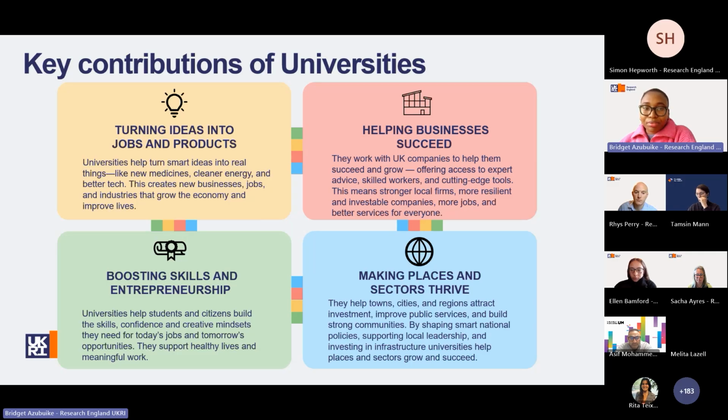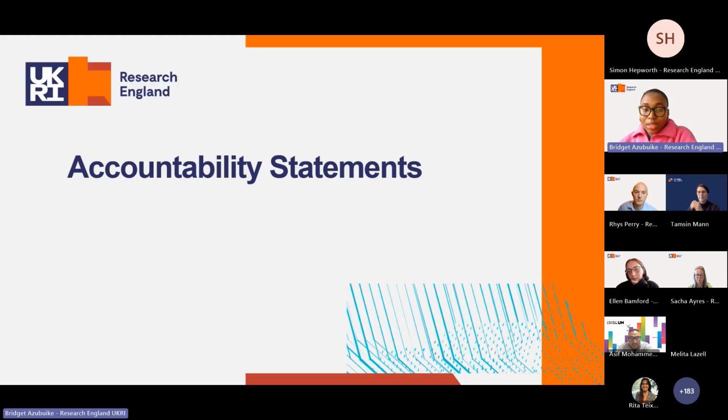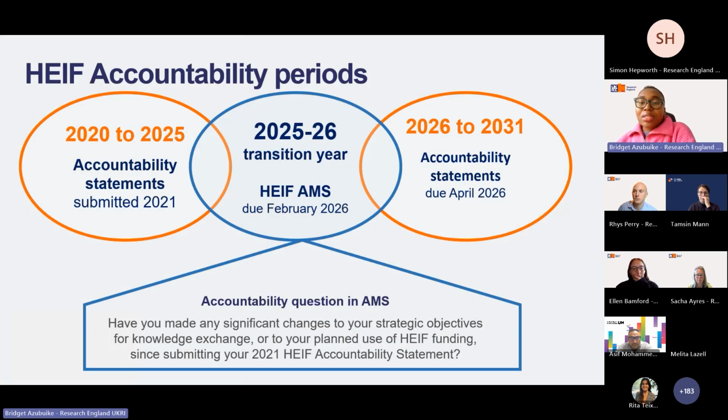So turning to the accountability statements, the current year, 25-26, is a transition year between two full accountability statement periods. So this year, the HEIF AMS, the annual monitoring statements, will ask a single question. If you're still using your HEIF as you set out in your 2021 accountability statements, then you just need to tick a box to say so and move on. Also, if you've told us about the changes you are planning to make when we asked in April, it's the same process, just tick the box to say so and move on. However, if you've made further changes, then please provide some brief information to say what these are. And then we can move to the next accountability statements, which are due in April 2026.